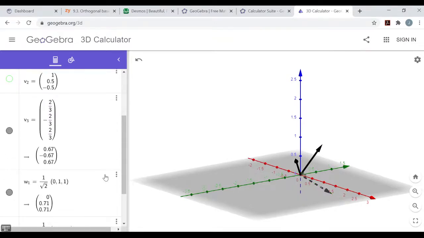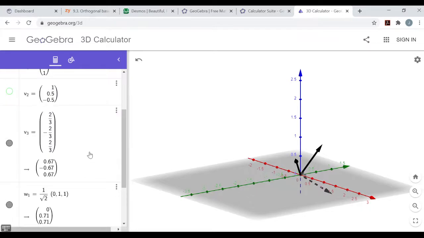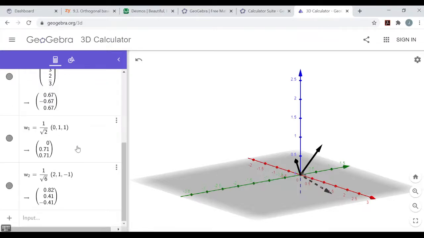And now W1 and W2 are perpendicular, orthogonal. I just need to do the unit vector for V3, W3. All right, so W3 was 1 divided by the square root of 3 multiplied by the vector 1, negative 1, 1.